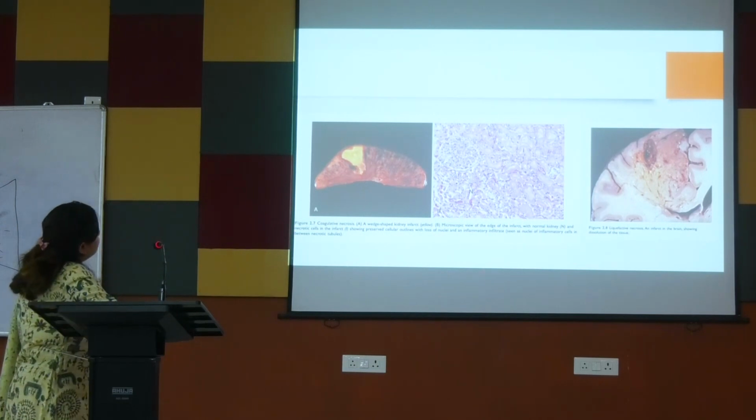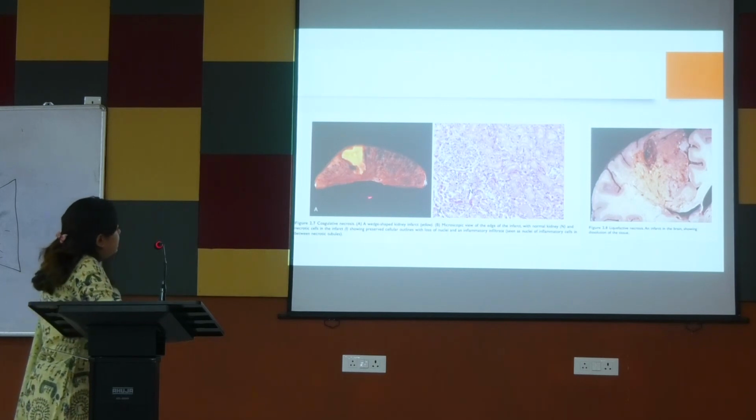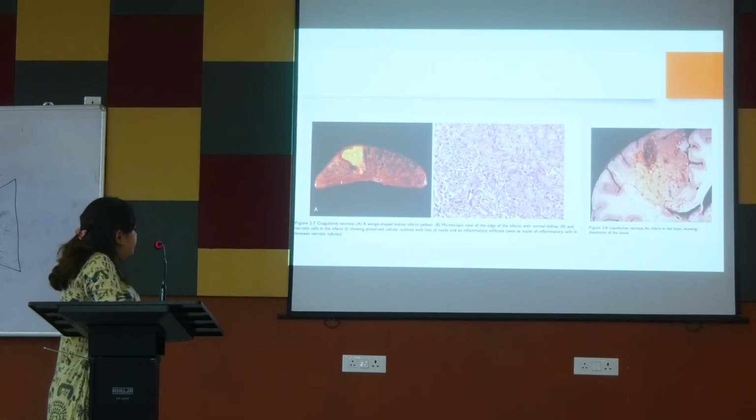Next, look at pictures only. This is from Robbins. All those pictures were also from Robbins. This is coagulative necrosis. So this you can see. What is this? Do you know?